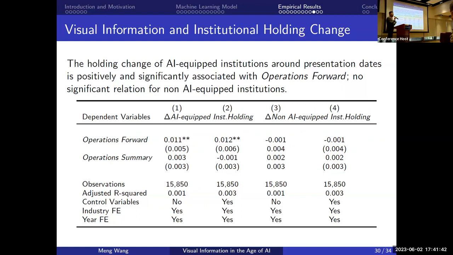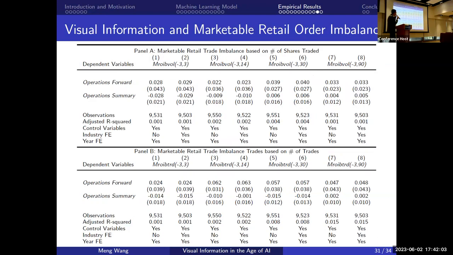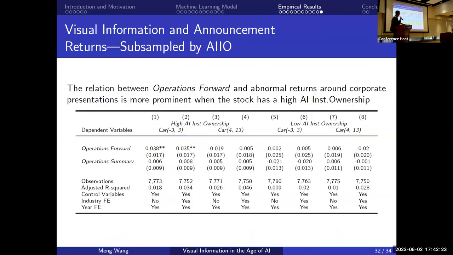What we find first is that the holding change of AI-equipped institutions around the presentation date is positively and significantly associated with operations forward. But we do not find a significant relation for non-AI institutions. That is at the institution level. At the retail level, we use the market retail order imbalance as the dependent variable. We do not see any relation between retail trades and the visual information in the slides, either operations forward or operations summary. So that's the finding here.